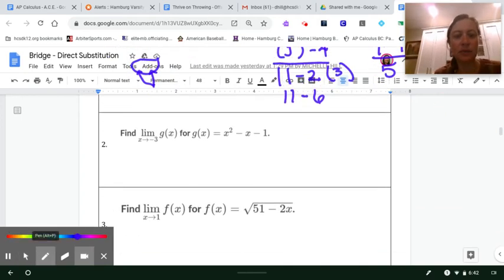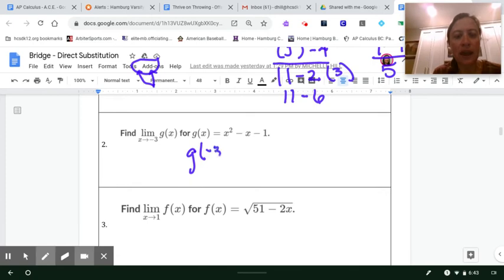The limit as x approaches -3. Remember, pause, slow down wherever you need to. So I'm going to find g of -3. Every x becomes a -3. Now again, parentheses make a huge difference.